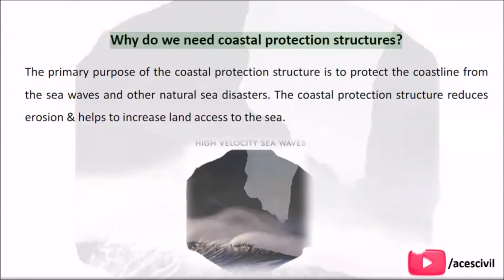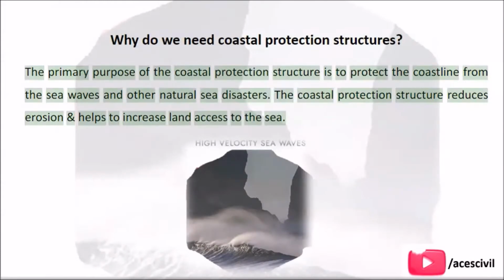Why do we need coastal protection structures? The primary purpose of coastal protection structures is to protect the coastline from sea waves and other natural sea disasters. The coastal protection structure reduces erosion and helps to increase land access to the sea.